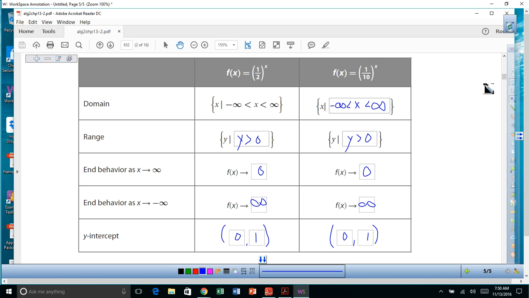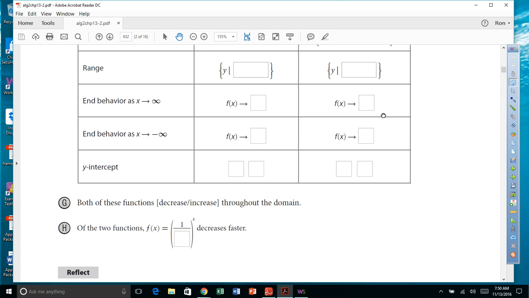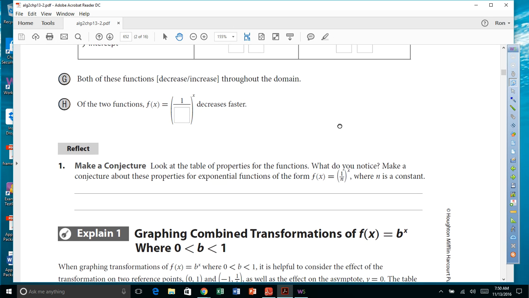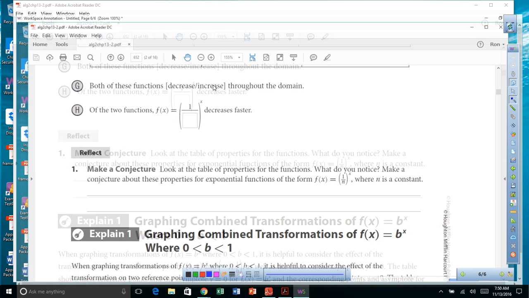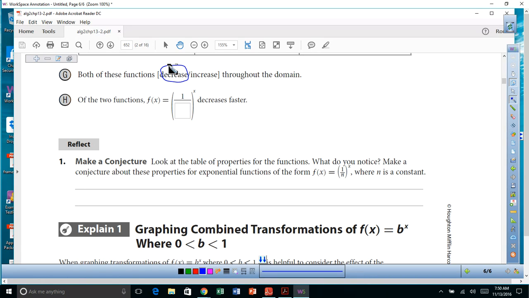All right. Both of these functions decrease throughout the domain. Of the two functions, f of x equals 1/10 to the x power decreases faster. Make a conjecture. Look at the table for the properties of the functions. What do you notice? Make a conjecture about these properties for exponential functions of the form f of x equals 1 over n to the x power, where n is constant.